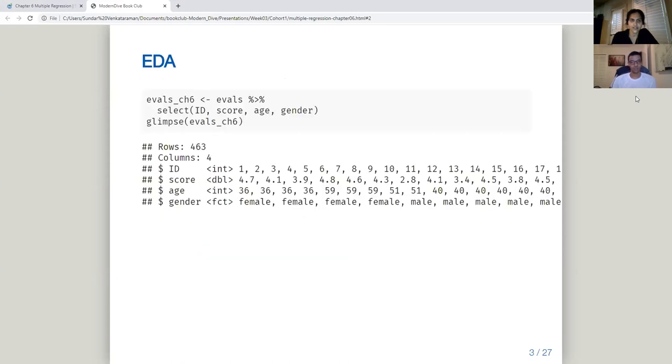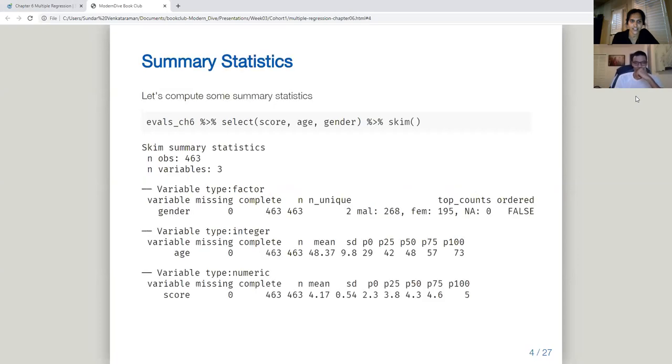The data set here, as you can see, is evals underscore CH6. It's a fairly large data set, so I'm not quite sure why things are being lopped off at the edges. I don't know if it's something to do with the build, but whatever. I'm sorry, it doesn't look very good. We are selecting a few columns and we do a glimpse. As you can see, we have the ID, the score, age, and gender. We are basically interested in the score, age, and gender.